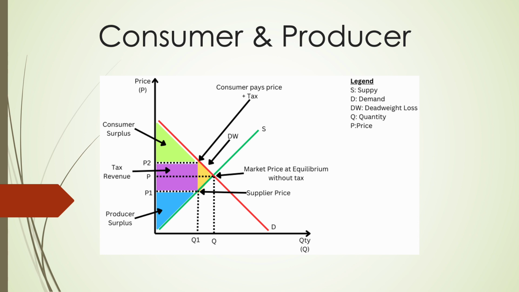Deadweight loss. The deadweight loss represents the inefficiency that arises in the market due to the tax. It is the loss of total surplus that occurs when the quantity of goods bought and sold is no longer at the market equilibrium. In the case of consumption tax, deadweight loss occurs because some transactions that were mutually beneficial to both buyers and sellers no longer occur due to the tax burden. This loss of potential gains from trade leads to a reduction in overall economic welfare.